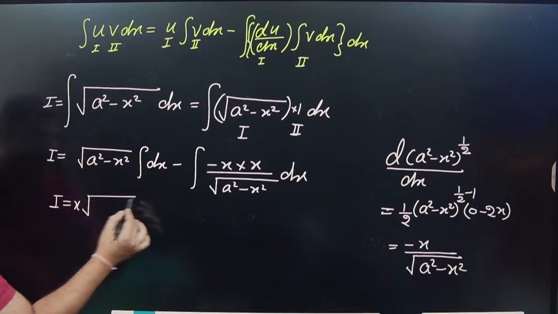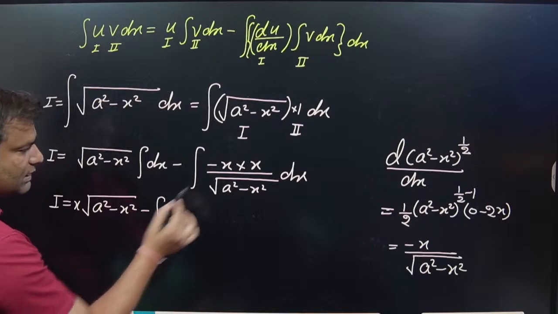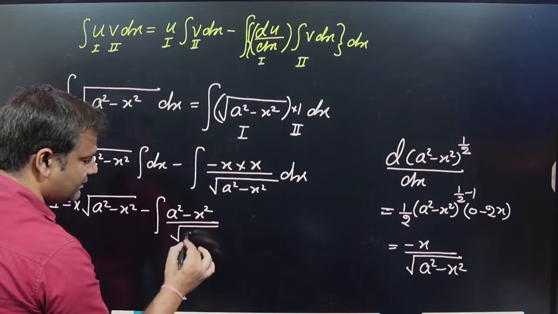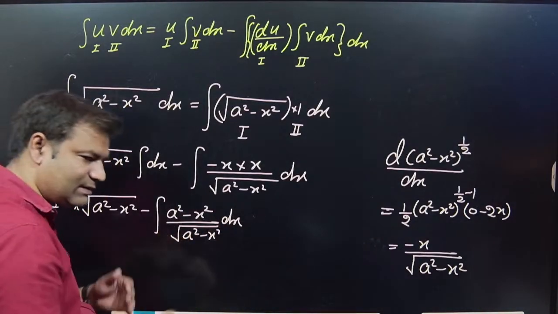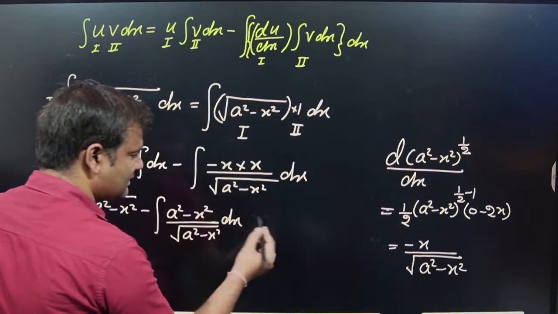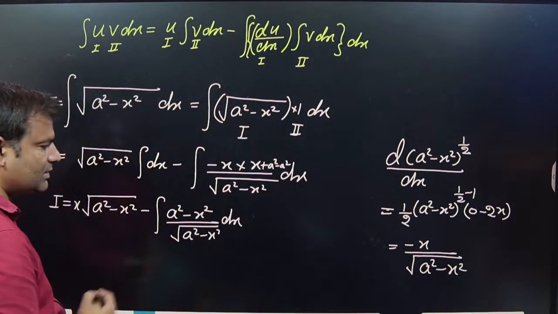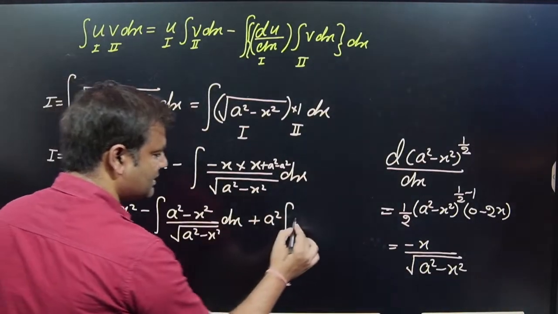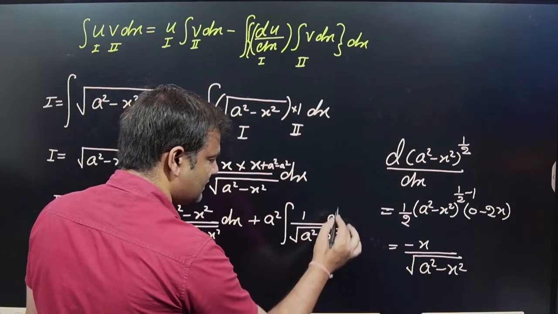So x into under root of a square minus x square minus, now here minus x square, if a square is added, okay, what is the advantage? Simply dx. If a square is added and then a square is also subtracted, so a square added, then we get like that one, minus, if a square is subtracted, basically here a square is added and a square is subtracted. So if we multiply minus plus, so plus a square divided by 1 upon under root a square minus x square dx.